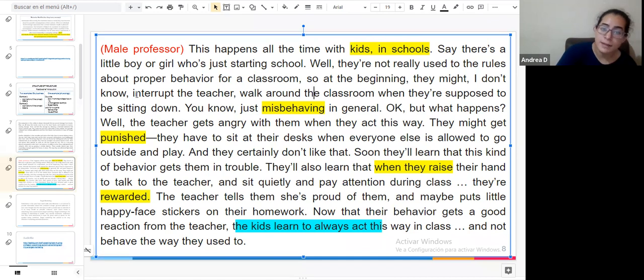You have things like examples: interrupting the teacher, walking around the classroom, happy face stickers, telling them she's proud, sitting quietly, raising their hand. So you're going to have that sort of details. You can include one or two in your response, but you don't want to make them the main focus of your response. You really want to focus on what's important. So yes, we can maybe highlight those.